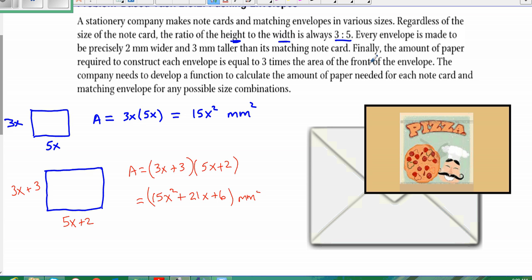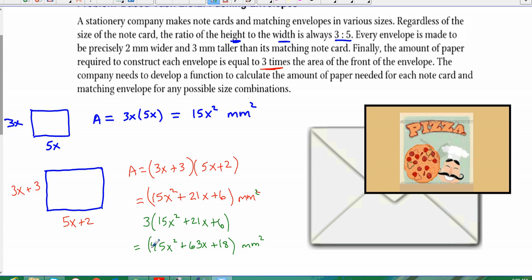Alright, and now if we go back to the problem, it does say that finally the amount of paper required to construct each envelope is equal to 3 times the area of the front envelope. So that actually means that we need to take this area that we just found and we need to multiply it by 3 because it's 3 times larger. So if we multiply this function by 3, we get 45x squared plus 63x plus 18. So the area is actually a little bit larger, well, a lot actually.